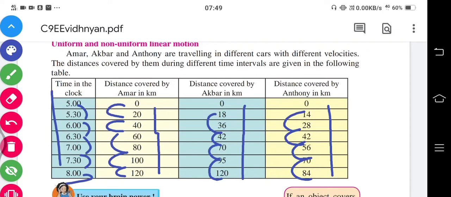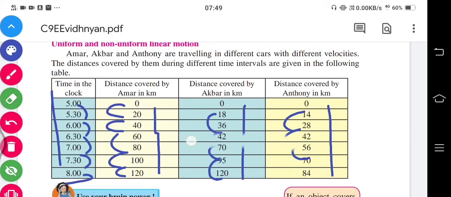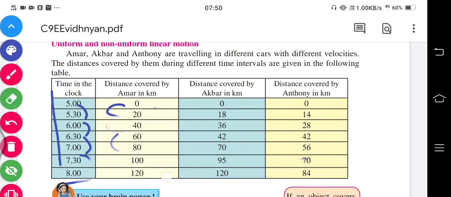Is it correct? So which type of motion is there? Yes, obviously uniform motion. In equal intervals of time, equal distance will be covered there. That's a uniform motion. Understood that? Okay, so now we can observe that equal distance covered in equal time is called uniform motion.